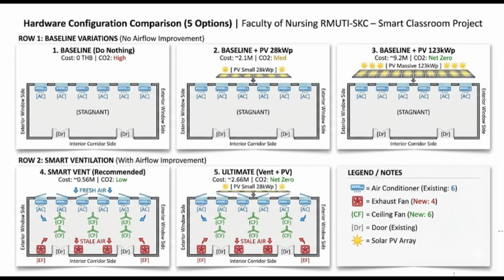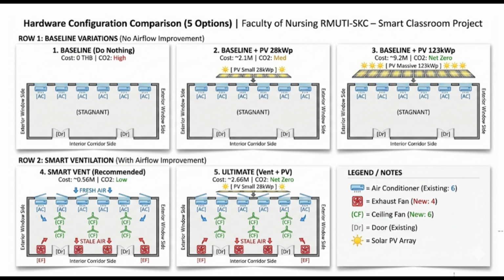These are all 5 solution scenarios that were evaluated for the classroom. The first row shows the baseline variations, where there is no improvement to airflow. In the first case, we do nothing and rely only on the existing air conditioners. The air in the room remains stagnant, energy consumption is high, and carbon dioxide levels are high. In the second case, a small solar system is added. This partially reduces energy consumption and carbon dioxide levels, but airflow inside the room is still stagnant.